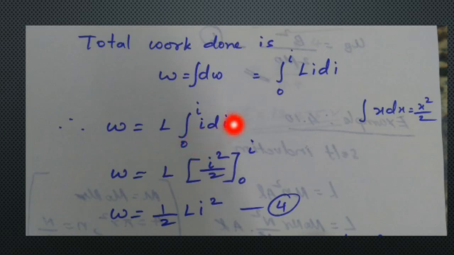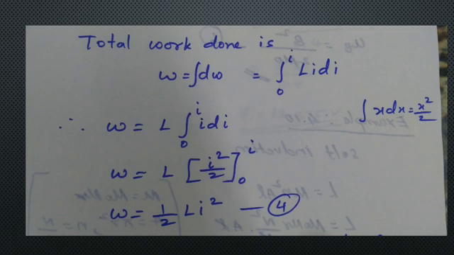Therefore, on integration, I get I squared divided by 2. So L into I squared divided by 2 with limits 0 to I. Taking 1 by 2 outside, I get W is equal to 1 by 2 L into I square. So W is equal to 1 by 2 L I square. This is equation number 4.